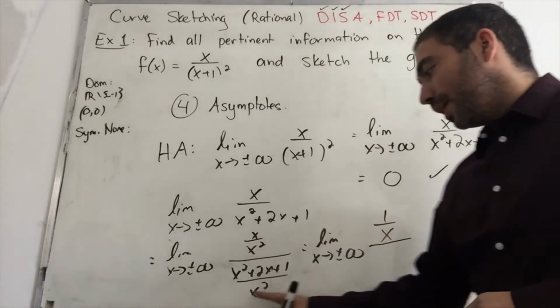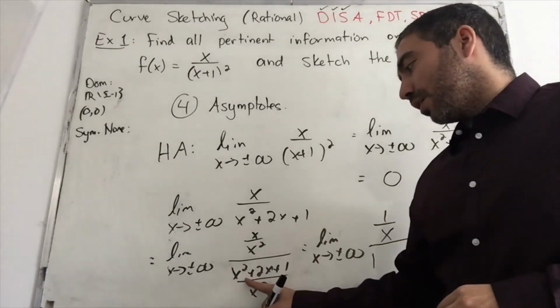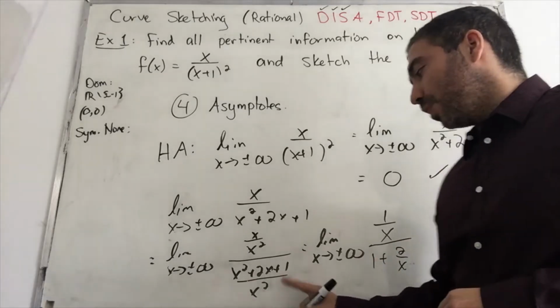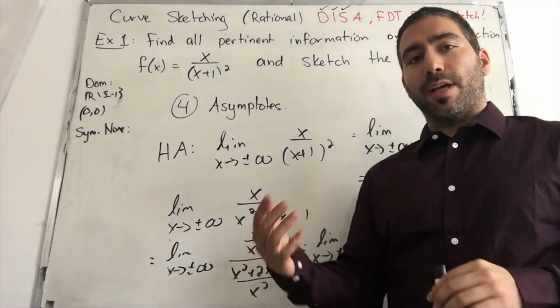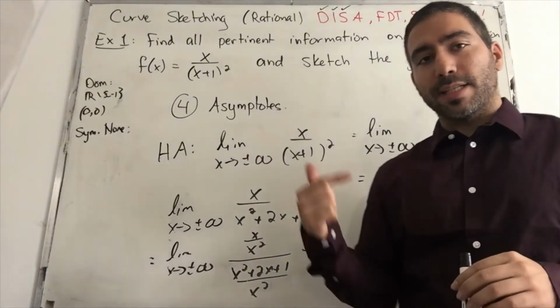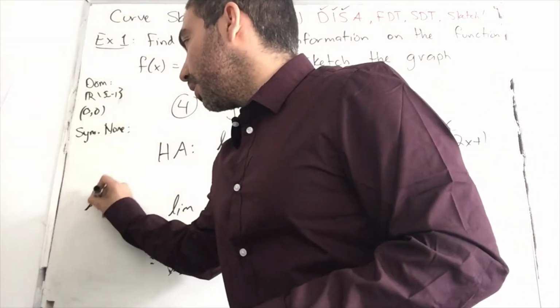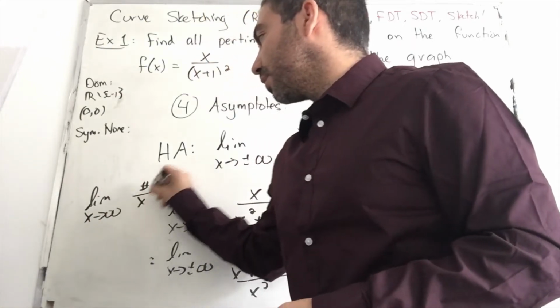All that divided by, here I'm going to divide each term individually. X squared divided by x squared is 1. 2x over x squared is plus 2 over x. And lastly, we have plus 1 over x squared. Okay. You have to remember the theorem that the limit of any number divided by x as x goes to infinity is 0. That's one of the theorems that we saw at the beginning. Limit as x goes to infinity of any number over x.